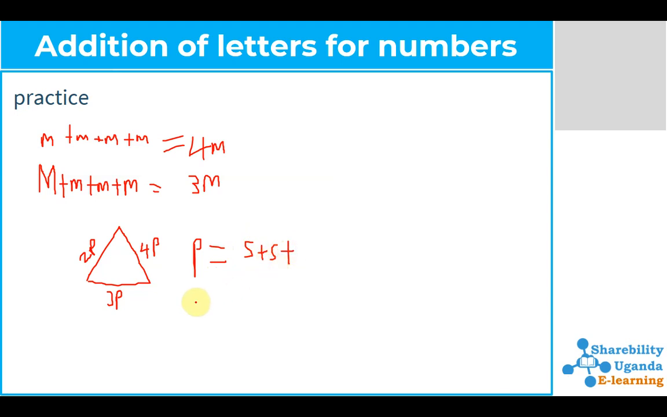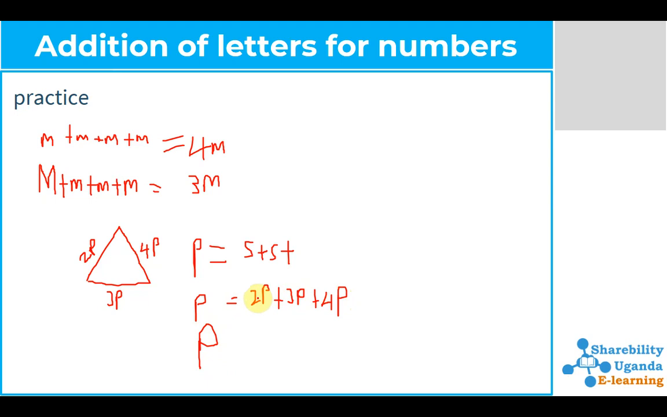Then here we shall say that our perimeter is equal to, you substitute in our 2p plus our 3p, then plus our 4p. These are the 4p. Then you should be able to come up with an answer. As we said, all these are numbers, we have 2p and 3p, then we have 4p. We just make the addition of all these.